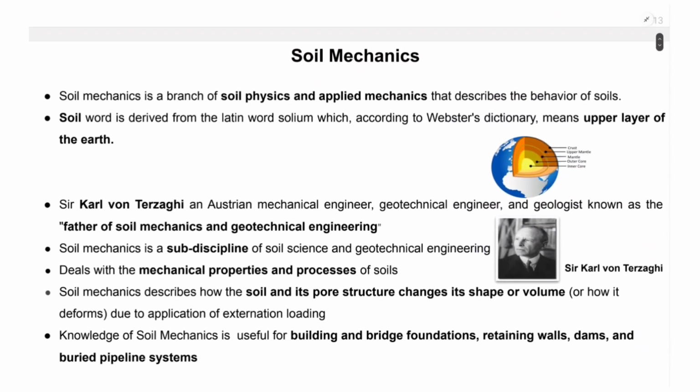We'll see soil mechanics is a branch of soil physics and applied mechanics which describes the behavior of soil. Basically, soil comes from the Latin word solium. Solium means the upper layer of earth. As we can see, this crust portion is the upper layer of earth. So in geotechnical engineering or soil mechanics, we will study the upper layer of this crust.